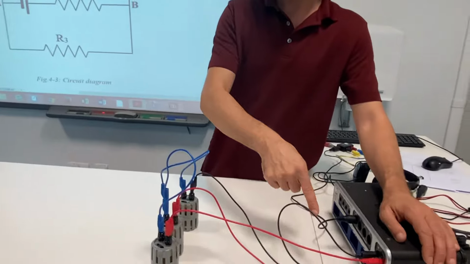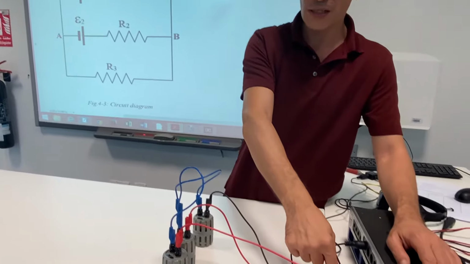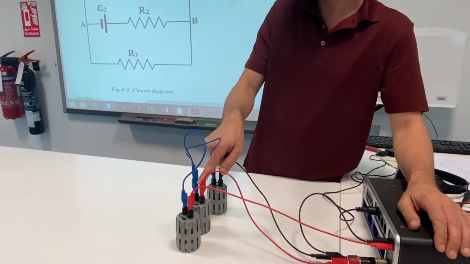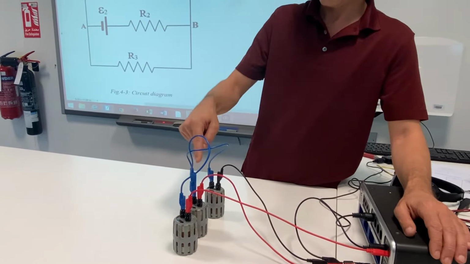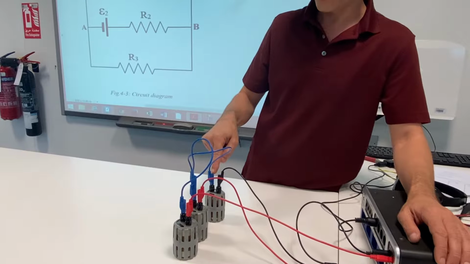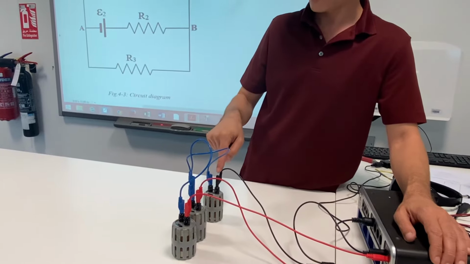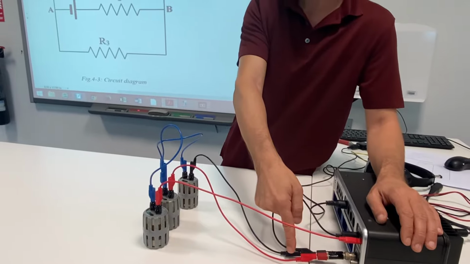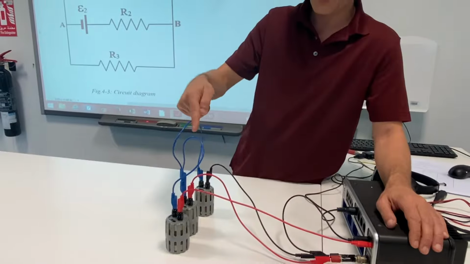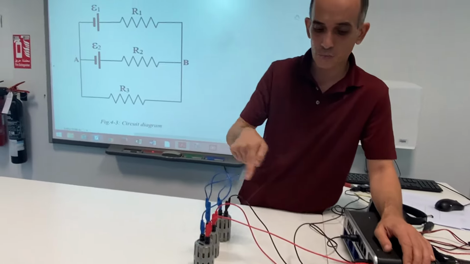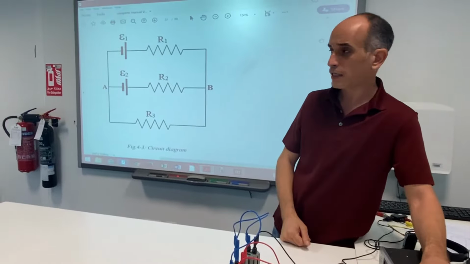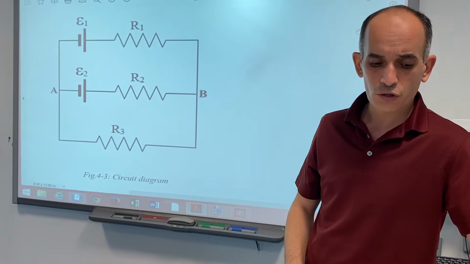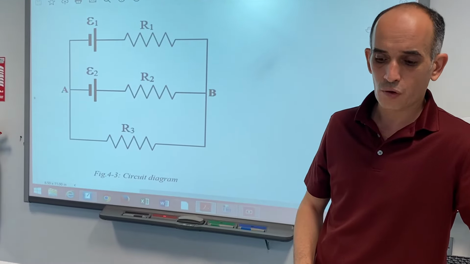Now let's take a look at the second loop. Let's start with the positive side of E2. It is connected to one side of R2. The other side of R2 is connected to R3. The other side of R3 is connected to the negative of E2. So this loop here is the second loop. So we have the first loop connected and the second loop connected. So always double check your work to make sure that you are not missing any of the wires.